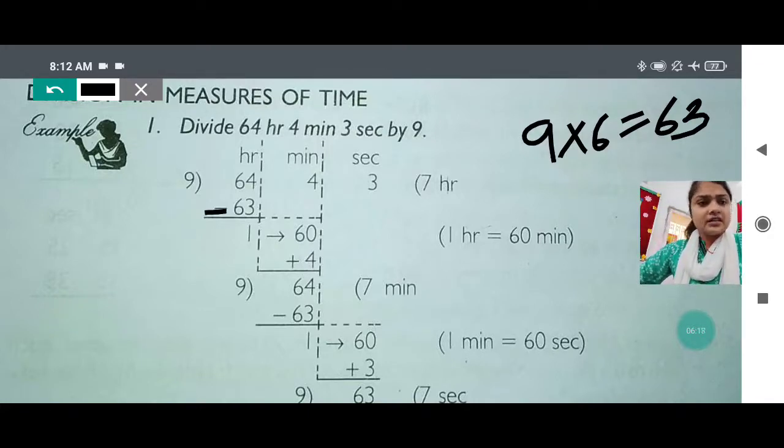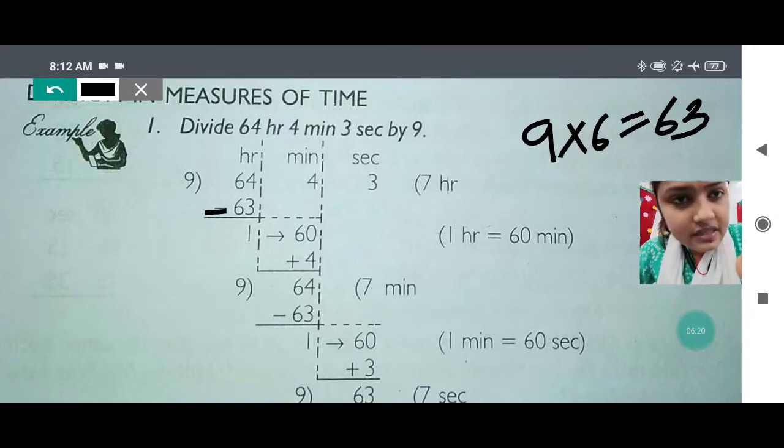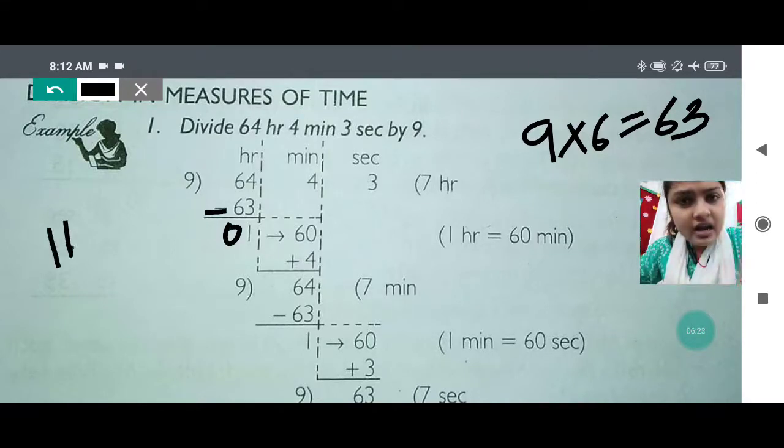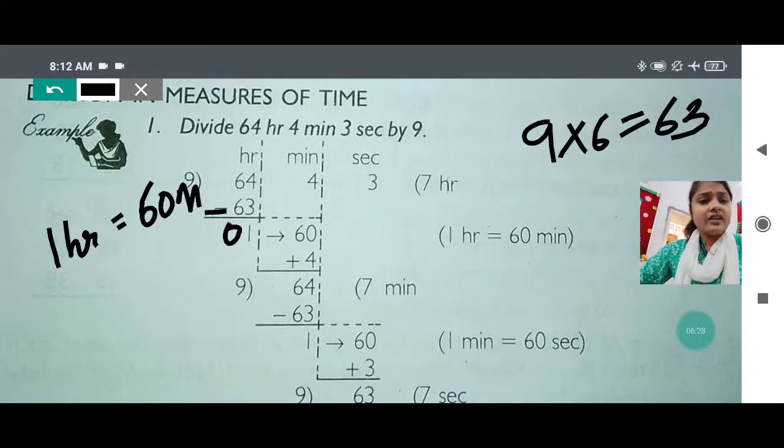Now we will subtract. 4 minus 3 is 1 and 6 minus 6 is 0. So we are getting 1 hour left. So this 1 hour will get converted into 60 minutes, and will get added with the minutes. So when you do 60 plus 4, you will get 64, because 4 is given in the minute column. So you will first add the 1 hour which you have converted into 60 minutes with the minute column. Whatever number is written in the minute column will get added with that. So we have got 64.